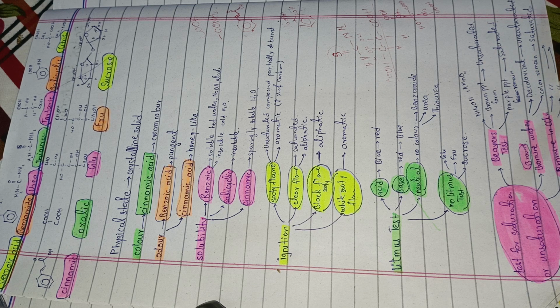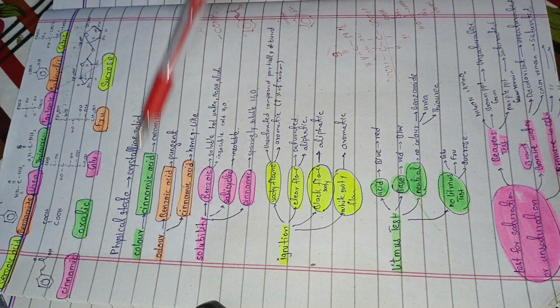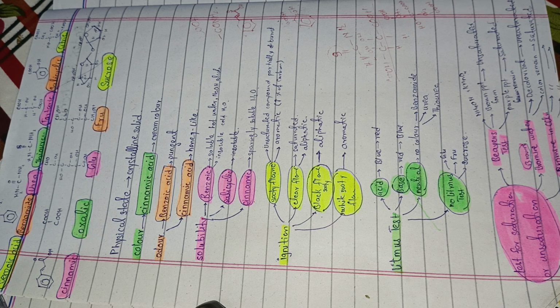So first you have to mention the physical state of these compounds. One of the most common things in all of these compounds is that all of them are crystalline solids. So the first thing which you mention in your practical is their crystalline solid nature. Whichever compound is given to you, you have to write crystalline solid, because all of them are crystalline solid in nature.